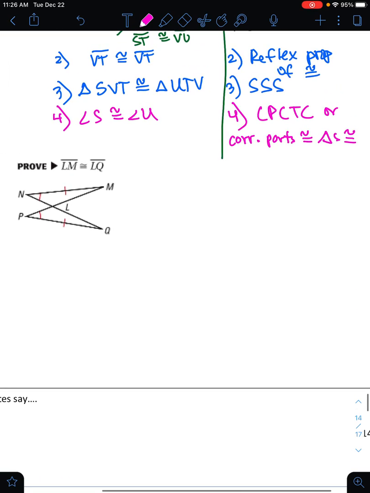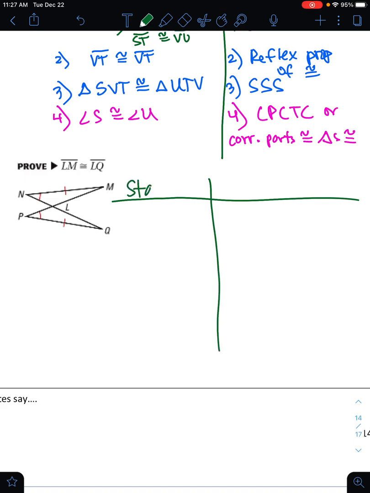So let's get our diagram all set up and see how far we can get here. I would like you to see how far you can get and then come back to the video when you get stuck.